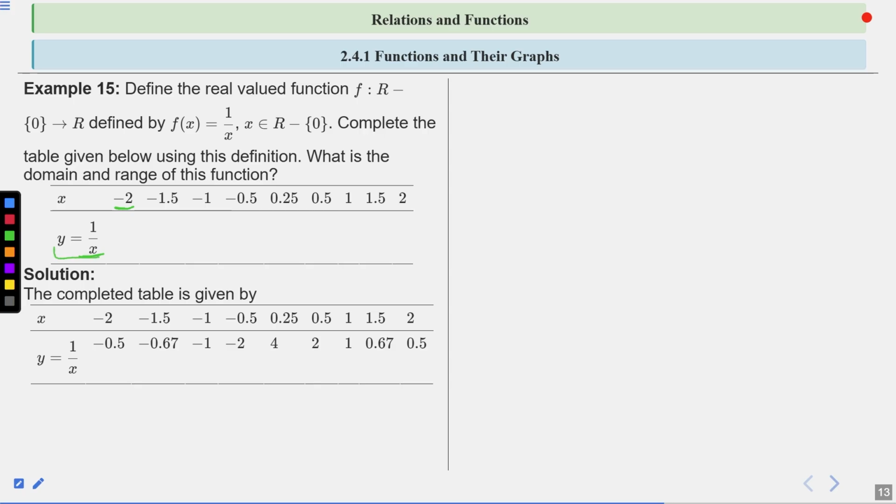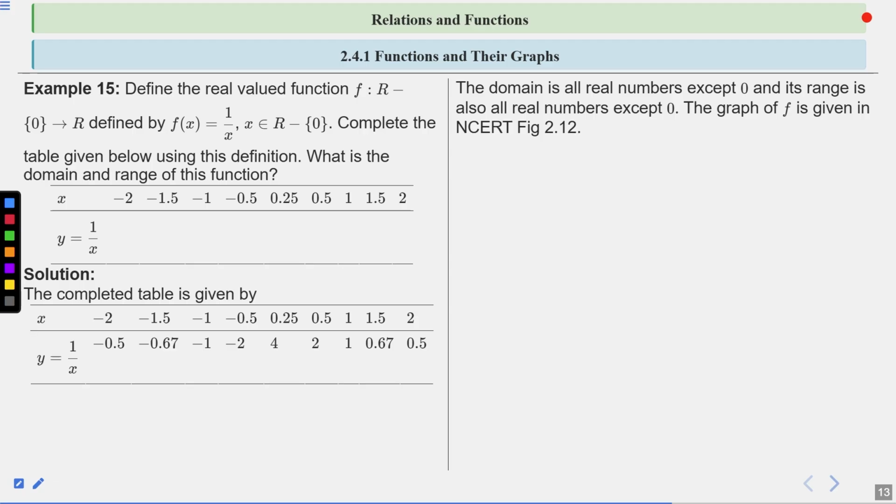So if input is -2, the output is going to be 1 by -2, which is -0.5. If input is -1.5, then the output will be 1 by -1.5, which is -0.67. If input is -1, then the output will be 1 by -1, which is -1. And same goes for the other values. So for -0.5, the output will be -2. For 0.25, the output will be 4, and so on. Quite clear how we are getting our outputs.